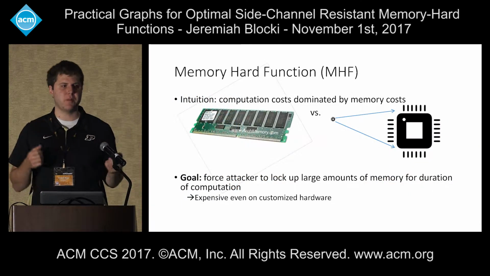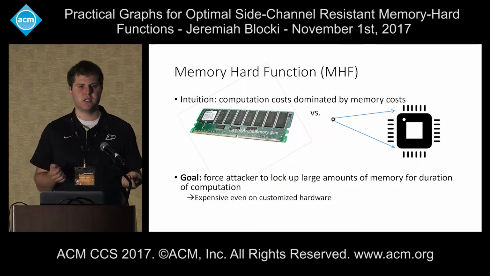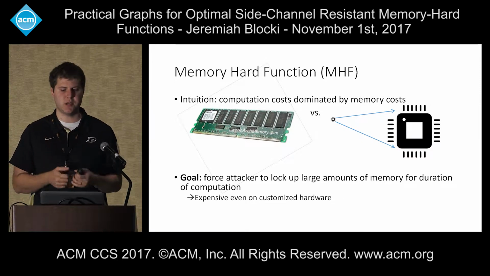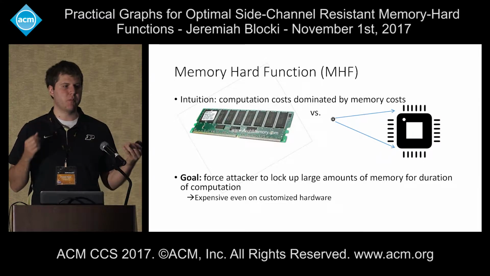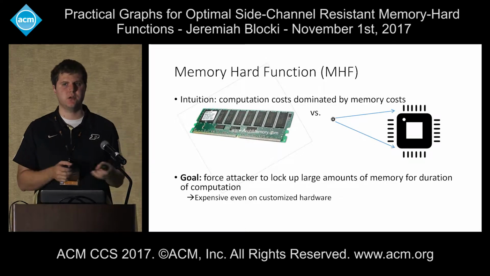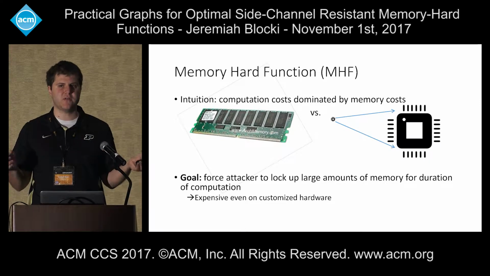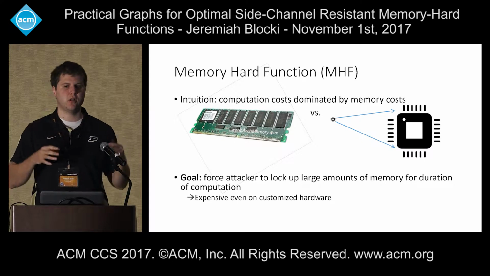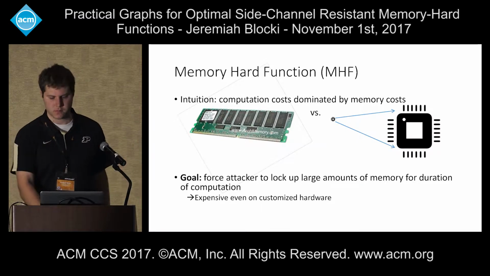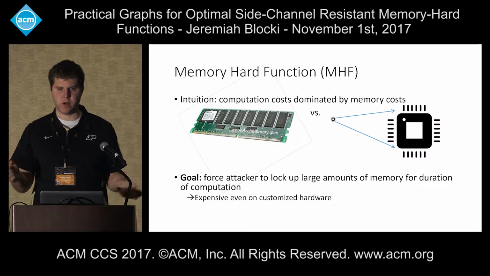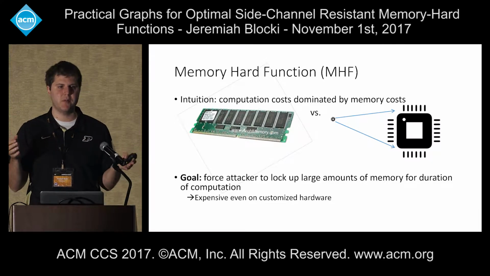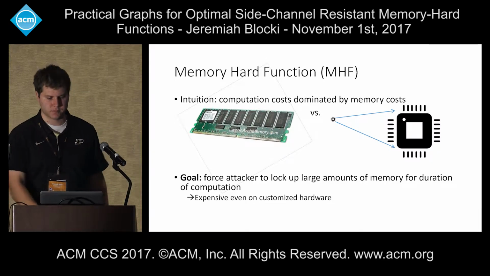This is where memory hard functions come into play. The intuition of a memory hard function is you want a hashing function whose computation costs are somehow dominated by memory cost. Instead of forcing the attacker to just use a small chip on his circuit to compute this hash function, we're going to force the attacker to allocate a large amount of memory throughout the duration of computation. Basically, the goal is we want to force the attacker to allocate, let's say, 1 gigabyte, 4 gigabytes of RAM, just to compute this function one time.